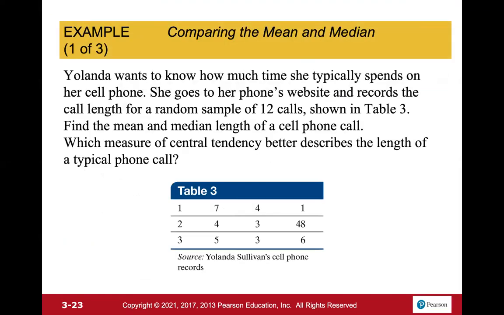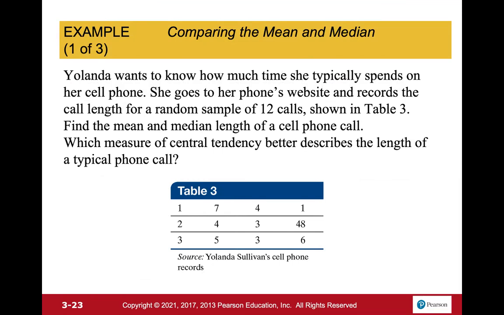All right, so Yolanda wants to know how much time she typically spends on her cell phone. She goes to her phone's website and records the call length for the random sample of 12 calls shown in table 3. Find the mean and median length of a cell phone call. Which measure of central tendency better describes the length of the typical phone call?